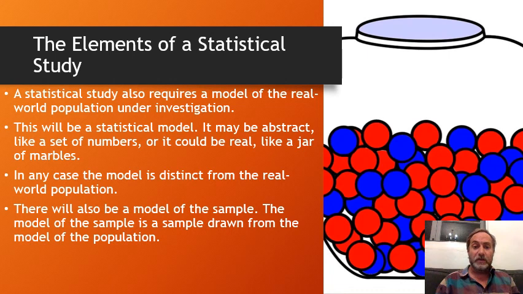So there's going to be a statistical model. It could be something very abstract, like a set of numbers, or it could be a real jar of marbles that models the real world population. But whatever you use as the model, it's going to be distinct from the real world population it's standing in for. So you've got your real world sample, you've got your model of the real world population, and you're also going to have a model of the sample.